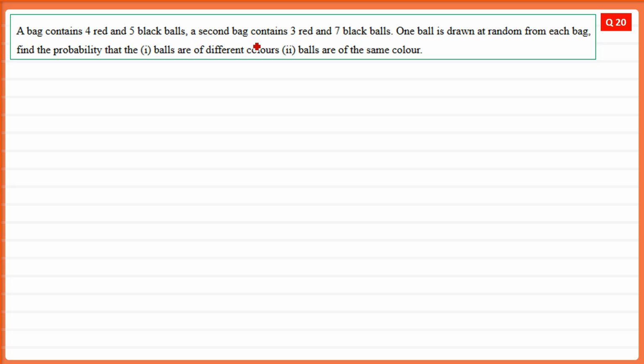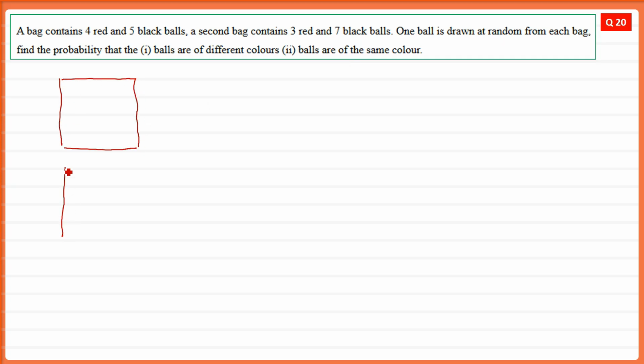A second bag contains 3 red and 7 black balls. Now one ball is drawn at random from each bag. Find the probability that the balls are of different colors and that the balls are of the same color. It's better to understand the question with the diagram.